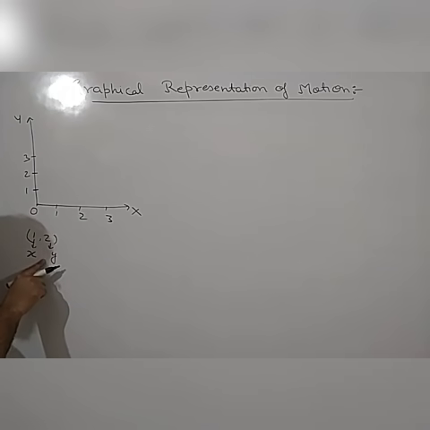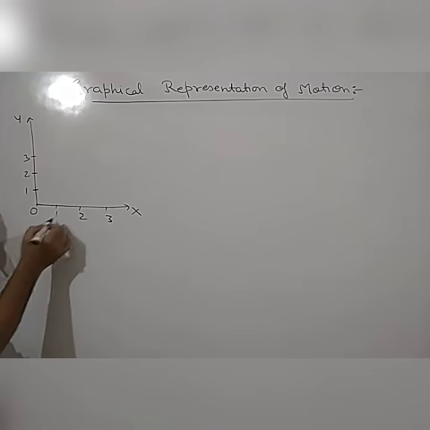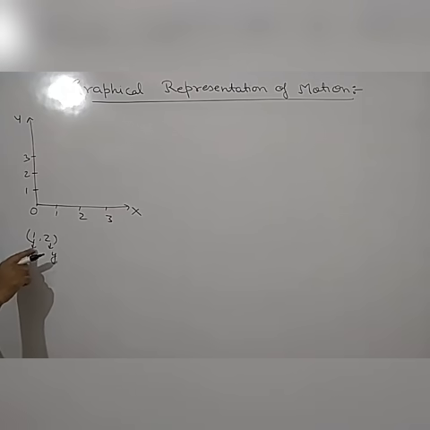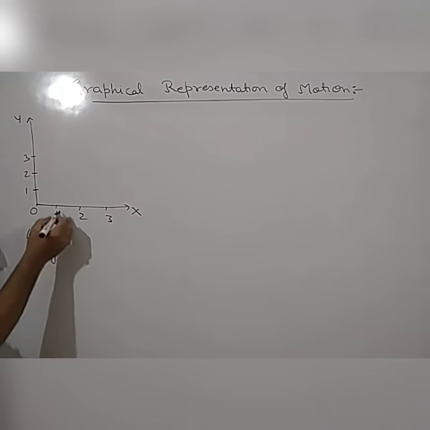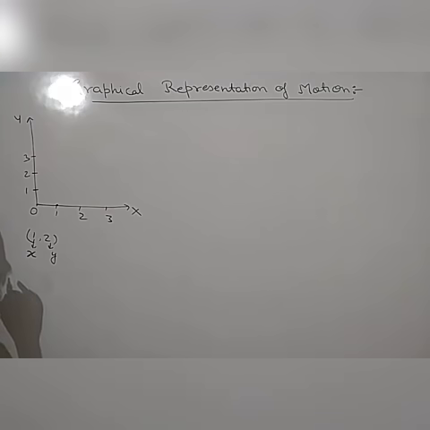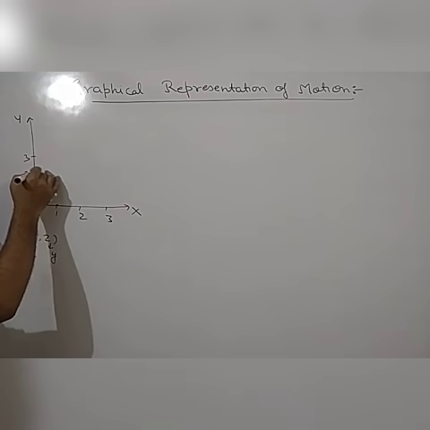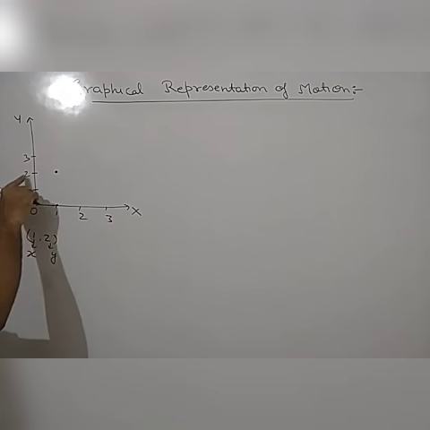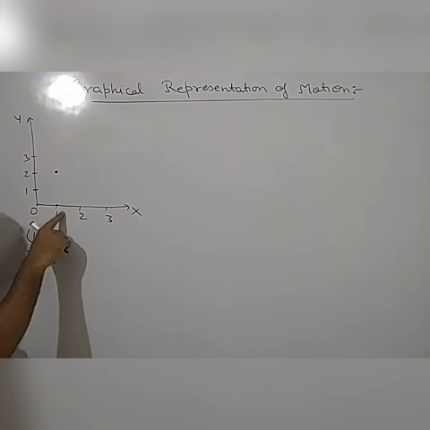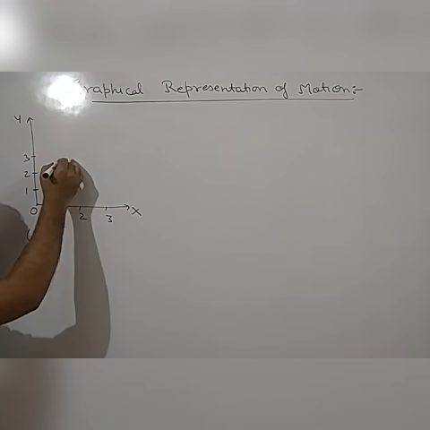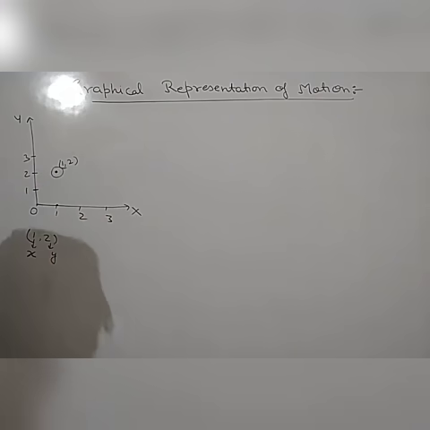So (1, 2) will be represented as follows: first we move on the x-axis to a distance of 1. The x coordinate is 1, so we reach point 1. Then from this point, the y coordinate is 2, so we move up a distance of 2 units from 1. So this will be the point, represented as (1, 2).